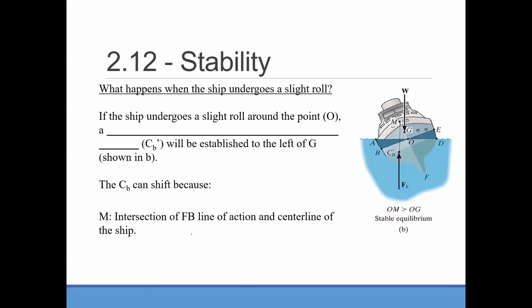What will happen if the ship undergoes a slight roll around this point A? A new center of buoyancy will be established because of the addition of the ABO area and the subtraction of the OEB area. That means there is a little rearrangement here, and that's why the CB will change.